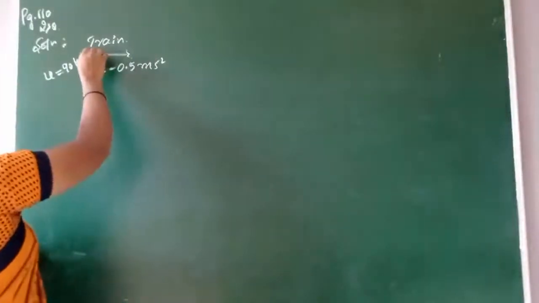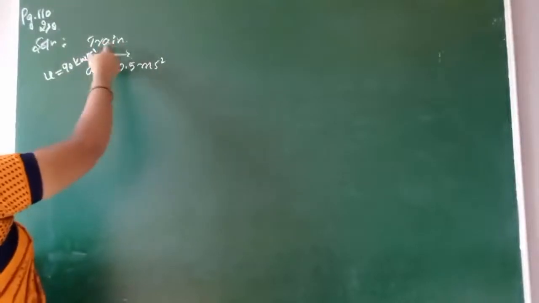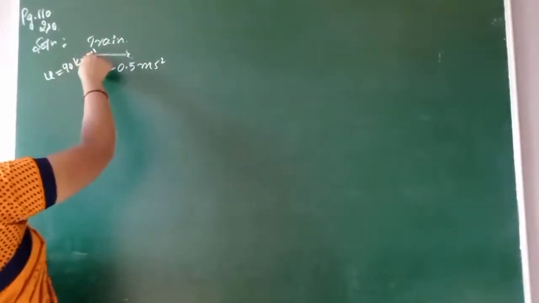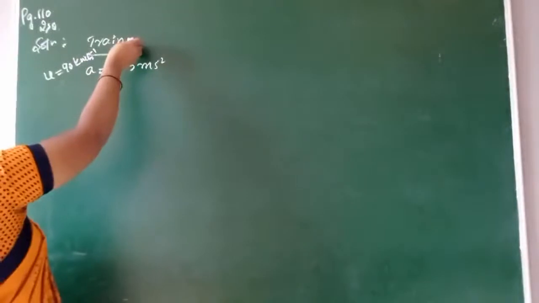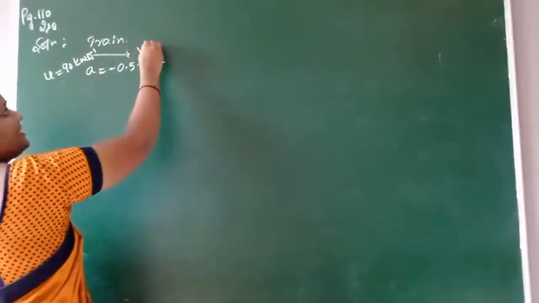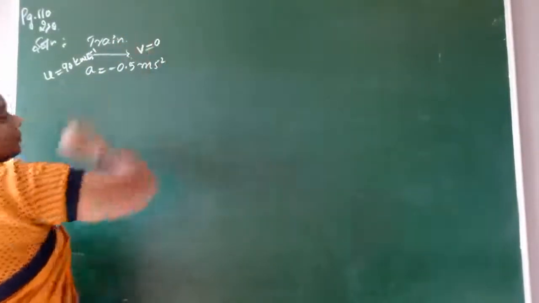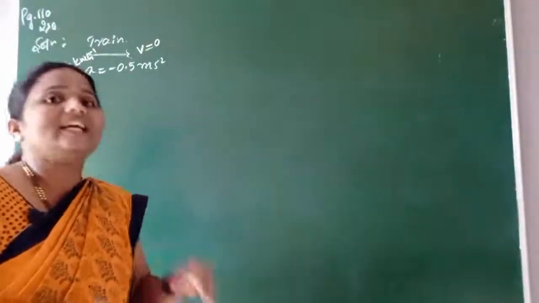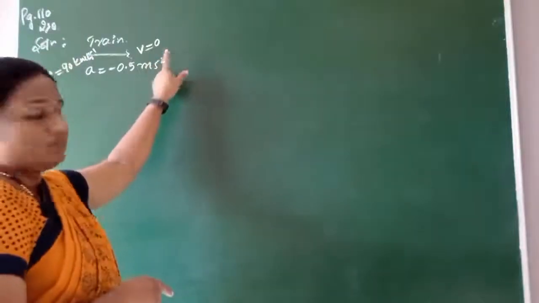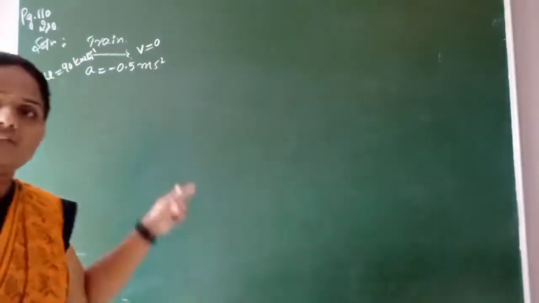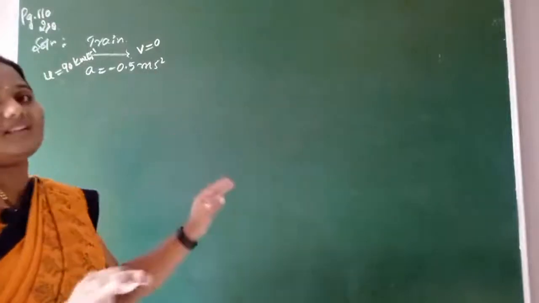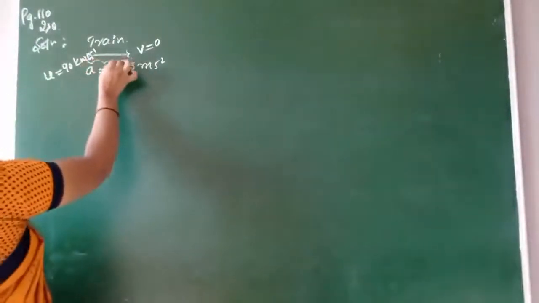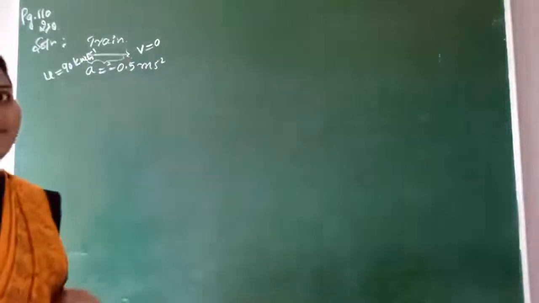As we know, if the same train is moving from this point to that point, its initial velocity was 90 kilometer per hour. After reaching some point, it comes to rest, so its final velocity is 0, it is going to stop. Its velocity decreases to 0 and the acceleration value is minus 0.5 meter per second square. We need to calculate how much distance is present between these two.